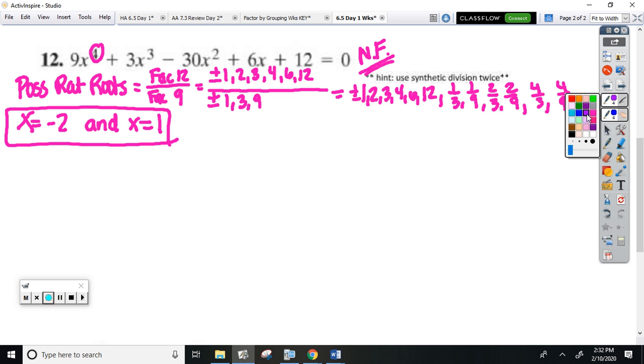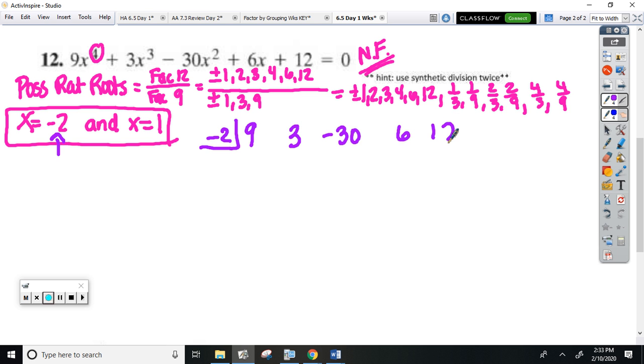Now, we need to synthetically divide both of them out. It doesn't matter which one you start with. I'm just going to start with the -2. So I'm going to list my coefficients: 9, 3, -30, 6, and 12. Remember to carry down your first number. 9 times -2 is -18. Add downward, we'll get -15.